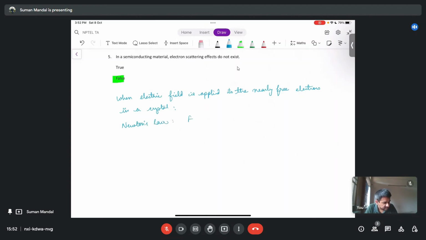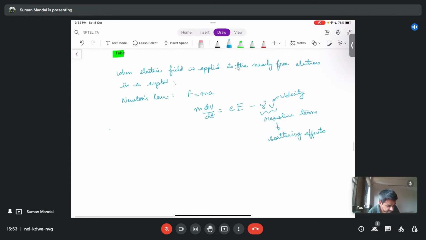which is F equal to ma, we wrote that m dv by dt is equal to the electronic charge multiplied by the electric field. But we also added a dissipation factor, v is the velocity. So we added a resistive term. And why is there resistance? Because of scattering centers, scattering effects.